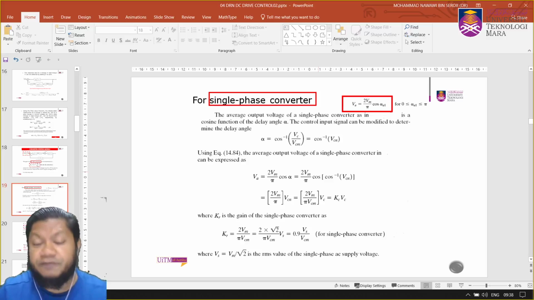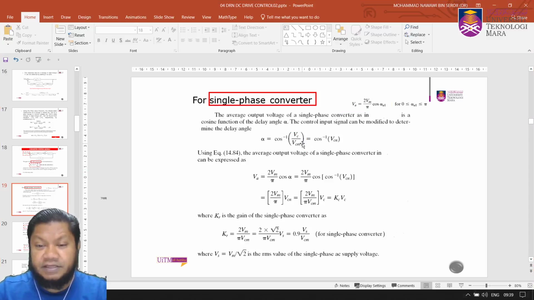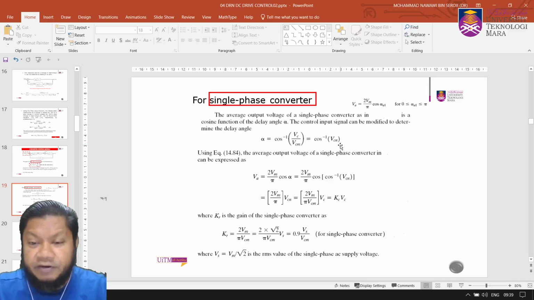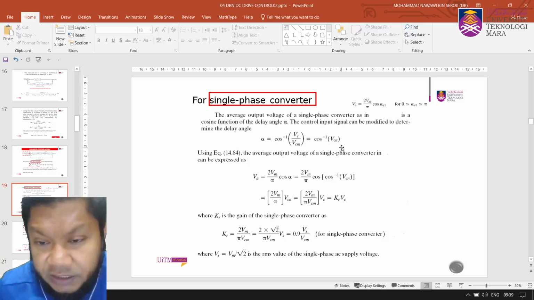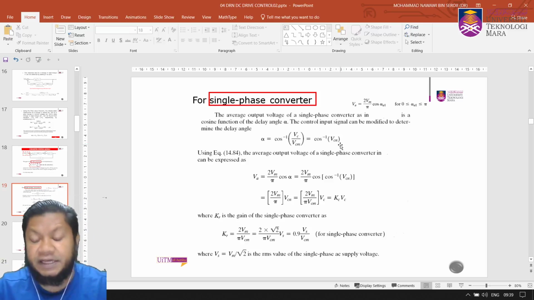Right. So if you change the alpha here, the firing angle, then the voltage also changes. So the control parameter here is alpha. Once you have that, it is represented in terms of VC over VCM, which gives the ratio. This is the nominal, we call it normalized VC, which equals VC over VCM.